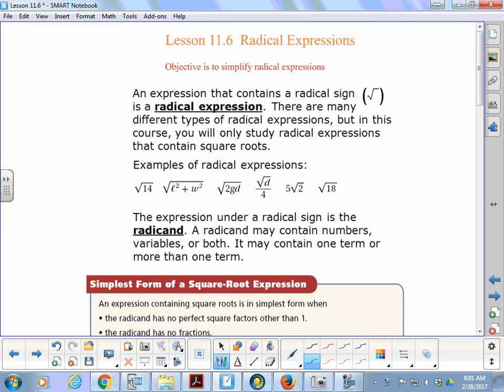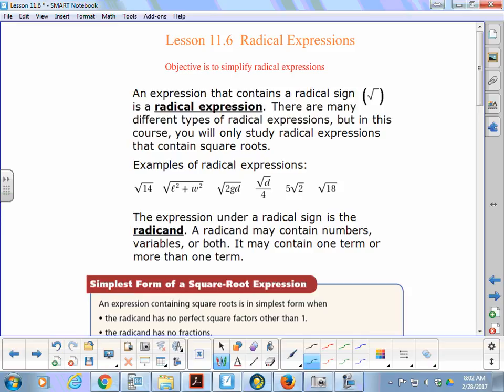We're actually going to simplify them today, doing really the simplest ones using just numbers, a little bit of variables, but not too much. So an expression that contains a radical sign is a radical expression. There are many different types of radical expressions, but in this course you only study radical expressions that contain square roots. So here is an example of some radical expressions.